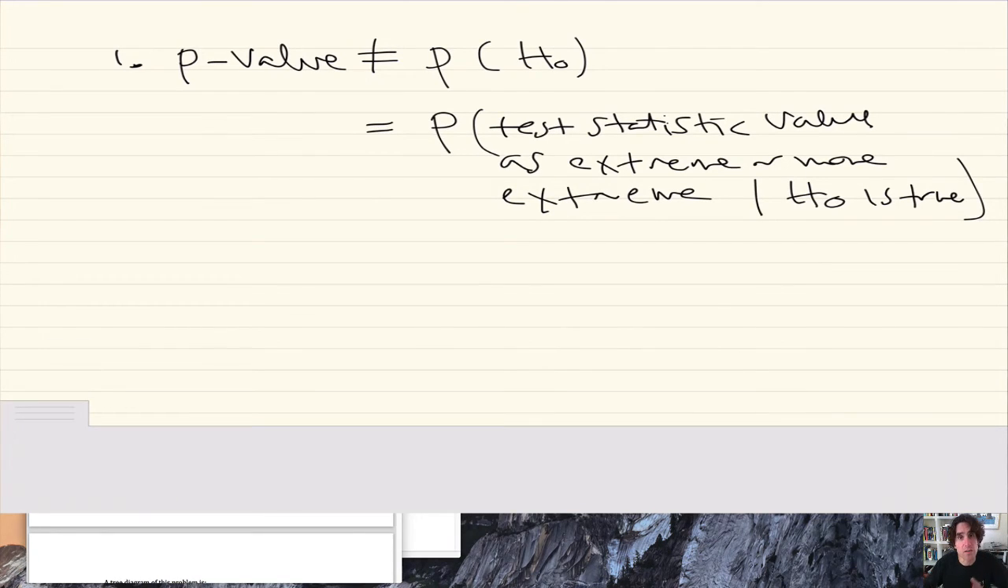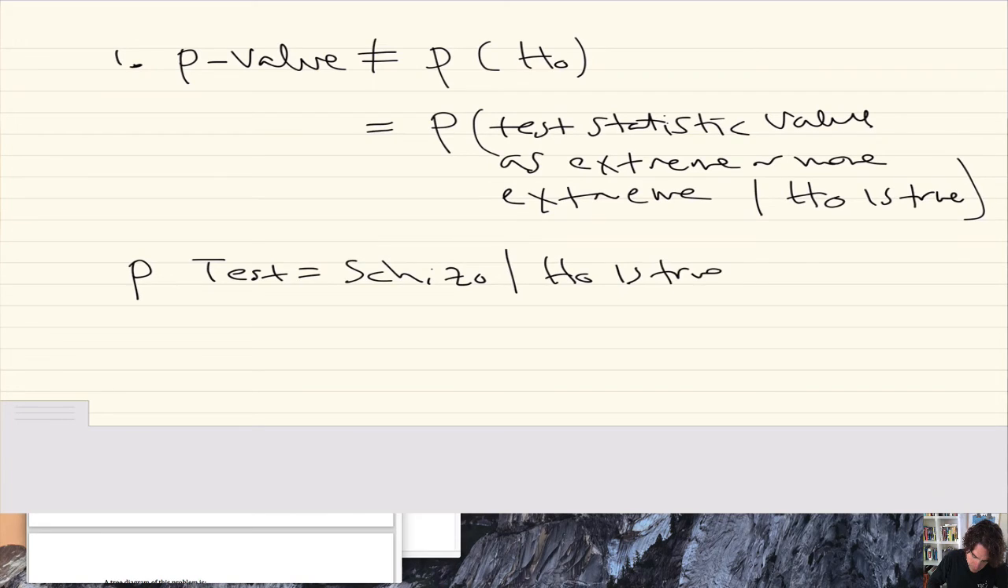And so the difference between these two really comes out in this question. So let's go through the question. What is the p-value? The p-value is given here: the probability that the test says that a patient is schizophrenic, given that H naught is true, and that's equal to 0.03. We're also given that the probability that a patient is schizophrenic is equal to 0.02.